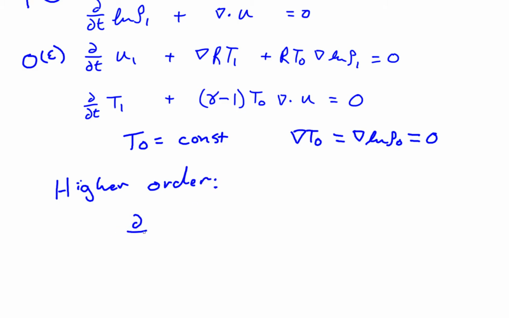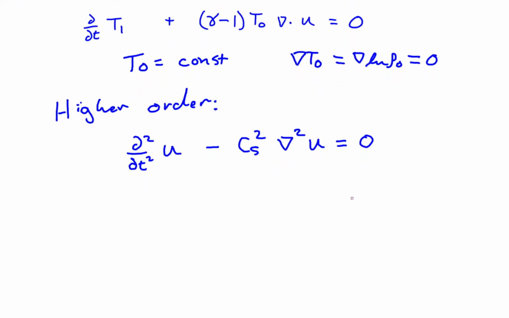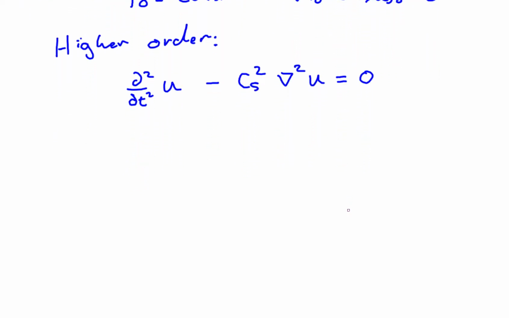of a second derivative in time of our quantity u minus the sound speed, the speed of the wave squared, times the second spatial derivative of our quantity u. So we're used to seeing wave equations as being second order in time and second order in space.